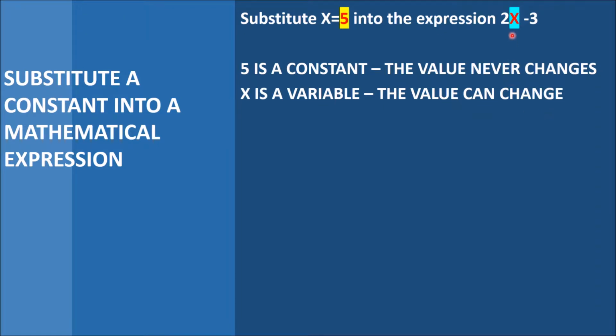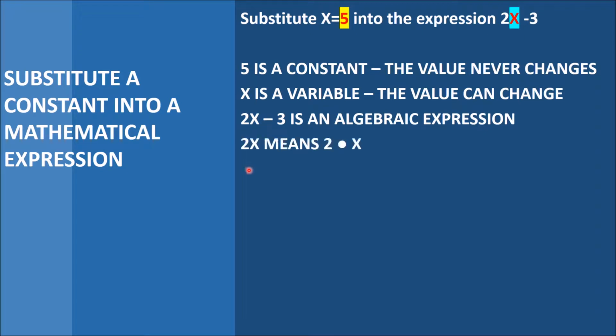So over here, we look at that 2x minus 3. And if you remember, that is an example of an algebraic expression. And just so you remember, what 2x really means is 2 times x, which I can write like this. 2 dot x means 2 times x.